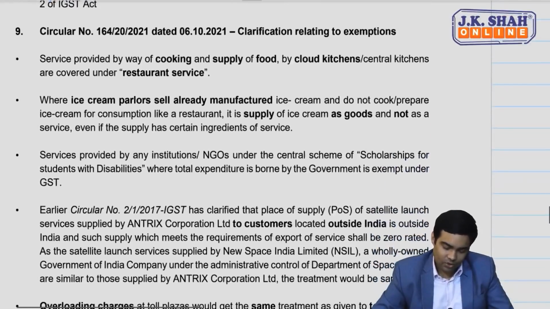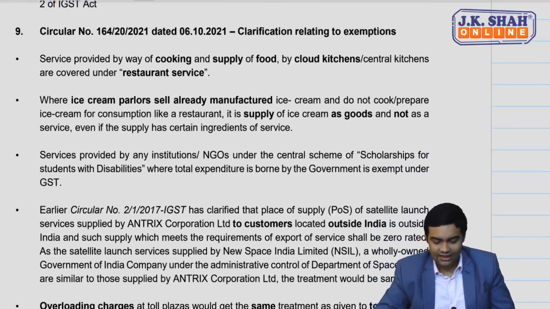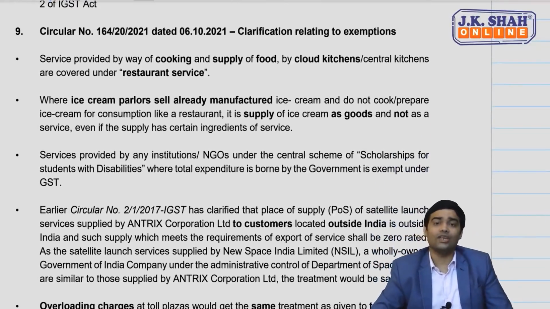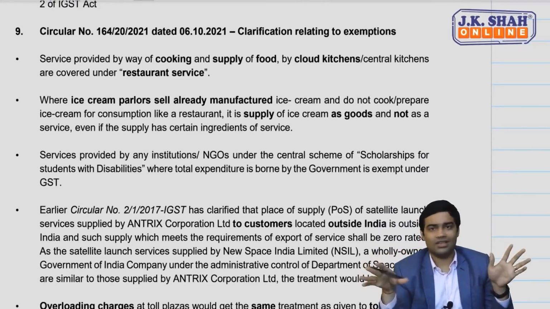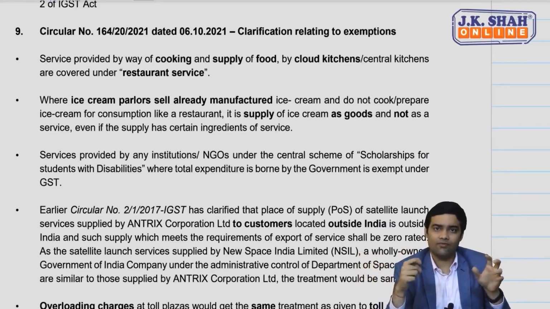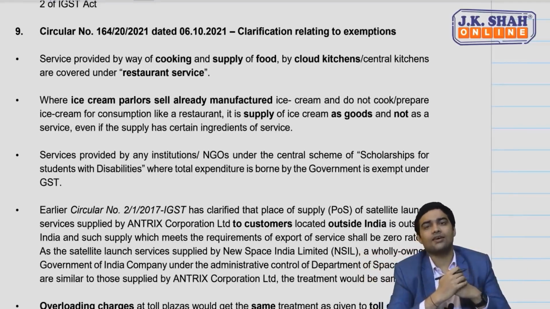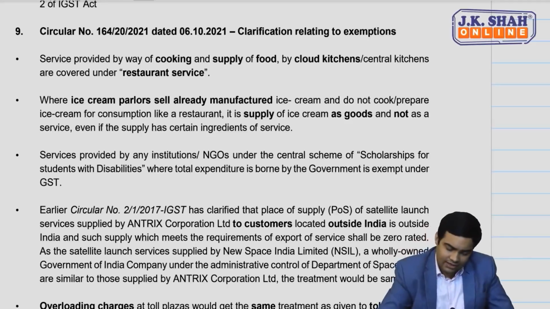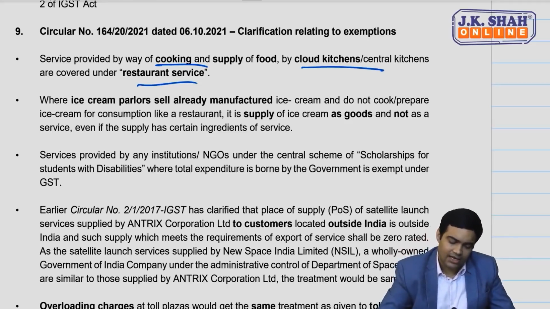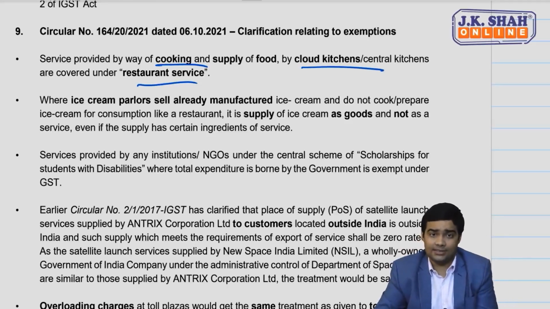There are some more clarifications relating to cloud kitchen. This is a concept which has grown very fast. Cloud kitchen is where you set up a kitchen, there are different entities there and they prepare food and supply on Swiggy, Zomato, etc. The question is whether they are supplying goods or service. CBIC clarified that cloud kitchen would be regarded as restaurant service.